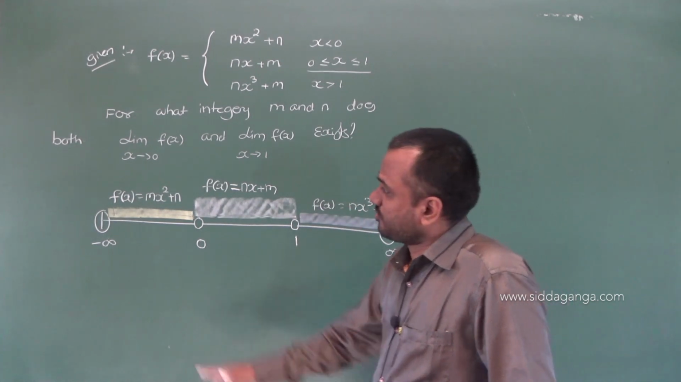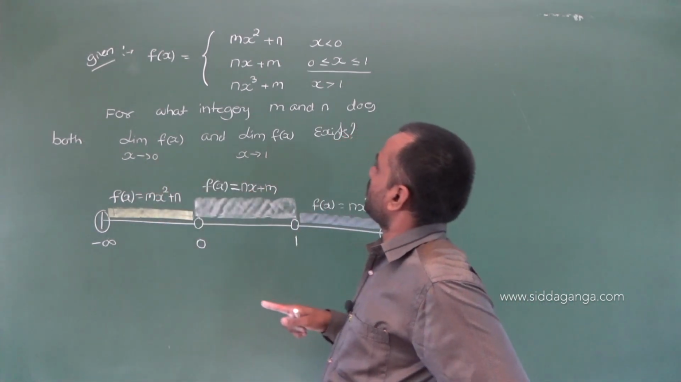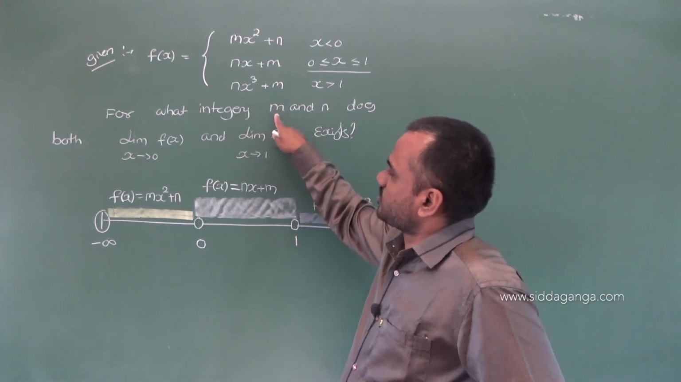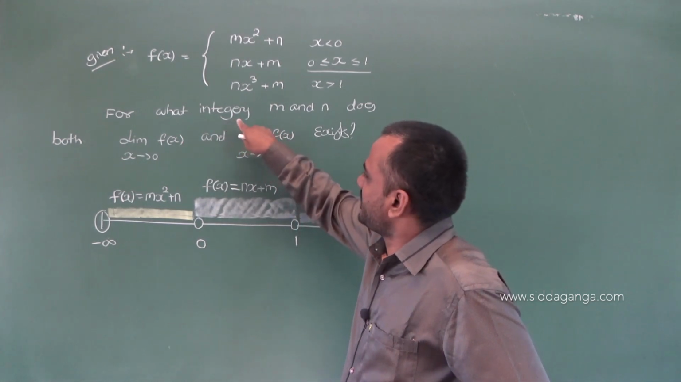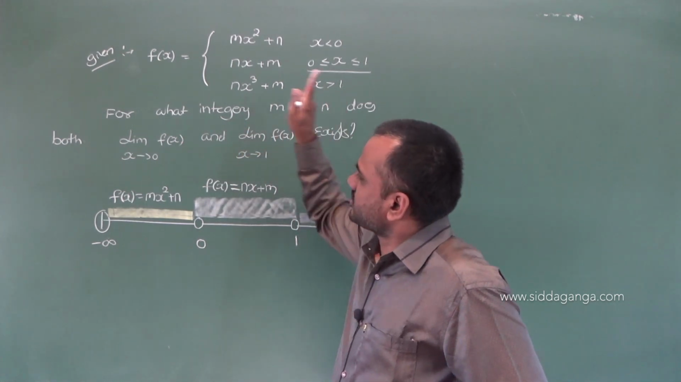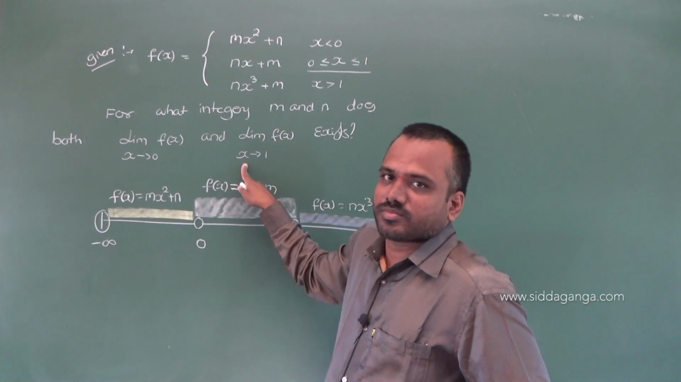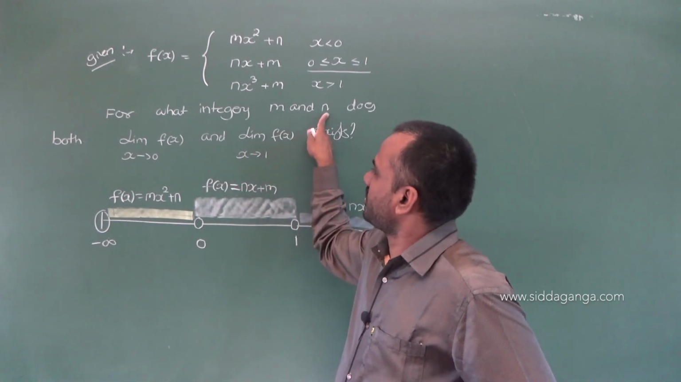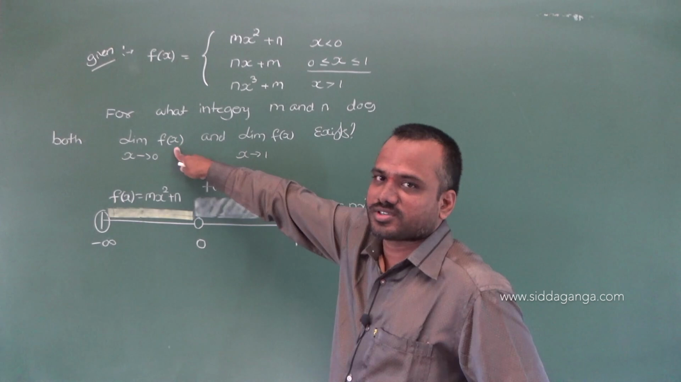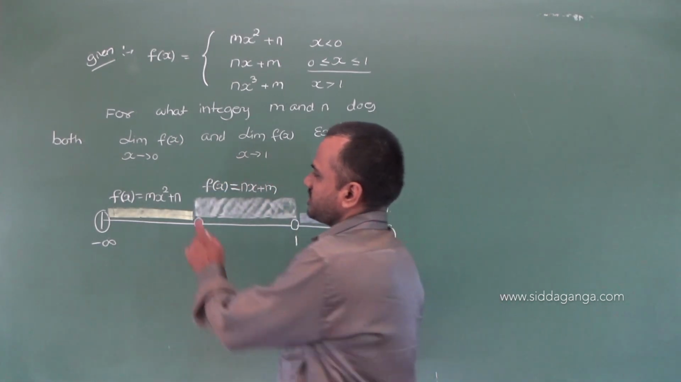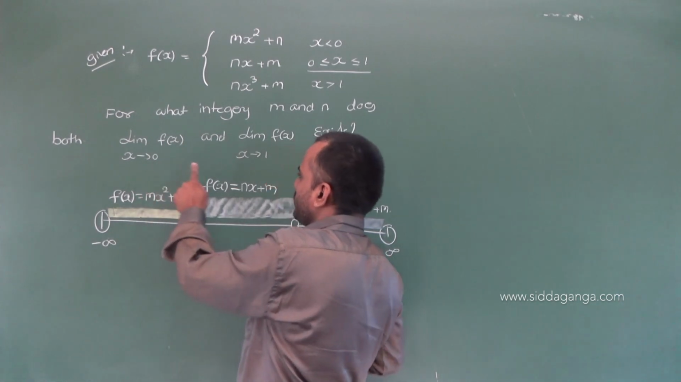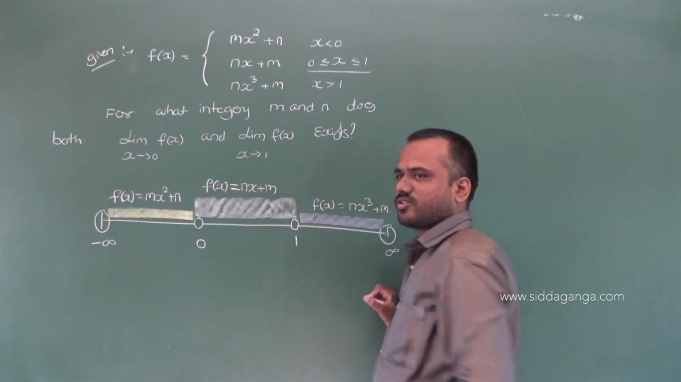What does he ask? For what values, meaning integers. He is asking: for what integers m and n does both the limit exist? If I substitute the values of m and n, the limit as x tends to 0 of f of x also exists, and the limit as x tends to 1 of f of x also exists. Firstly, we find at x is equal to 0, next we find at x is equal to 1.